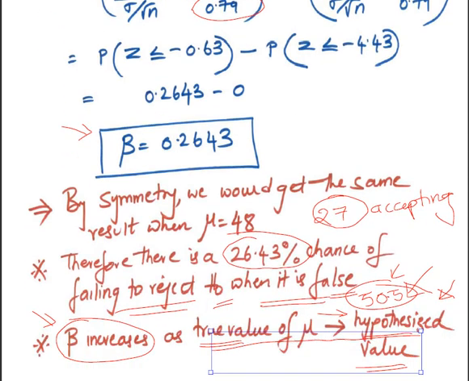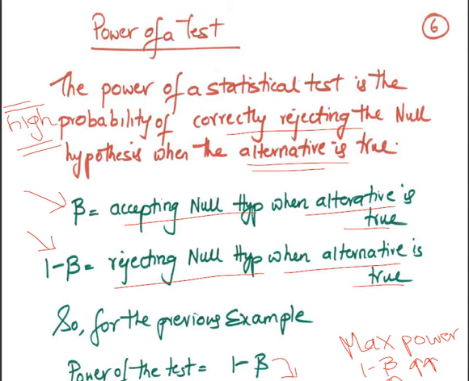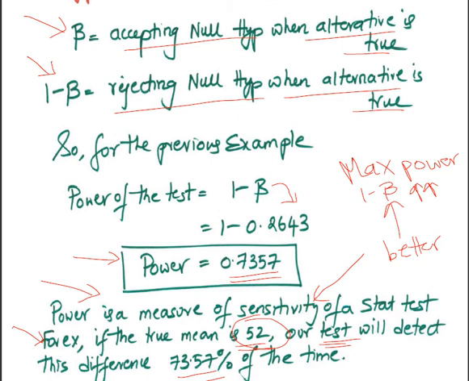And we said that the beta increases as the true value of the mu reaches the hypothesized value, and you can test that. After this video I want you to take a few minutes and actually calculate this value for 50.5, or pick another value, pick 51, and test the fact that beta increases as the true value of mu approaches the hypothesized value of 50. And then we went to the power of a test. The power of a test is nothing but 1 minus beta, and it is really the sensitivity of your test, telling you how your test performs in detecting a true alternative hypothesis.